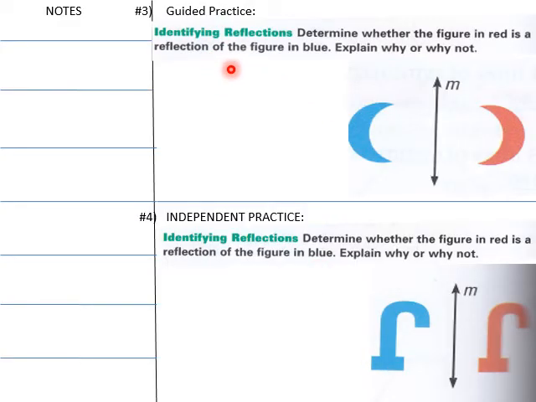Okay, going to our guided practice here. Determine whether the figure in red is a reflection of the figure in blue. Explain why or why not. And same thing down here. Explain. Teachers, give your students 3 or 4 minutes.